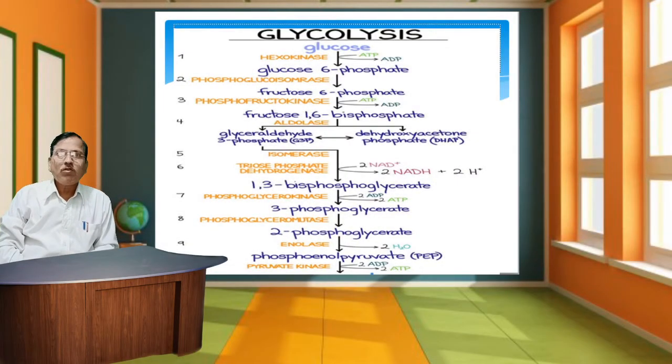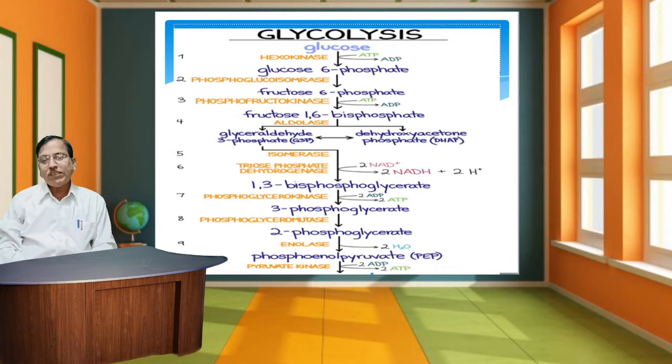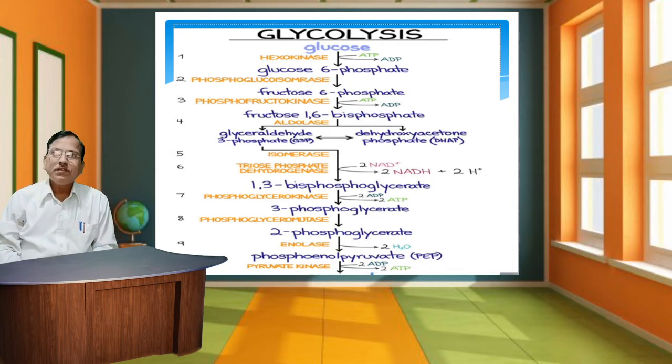Dear friends, we already discussed glycolysis briefly in the fifth lecture. In a simple way, glycolysis is defined as the stepwise enzymatic breakdown of the hexose sugar, meaning glucose, into two molecules of pyruvate in the cytoplasm. It is also known as the EMP pathway, because three German scientists, Embden, Meyerhof and Parnas, discovered this process of glycolysis in living organisms.